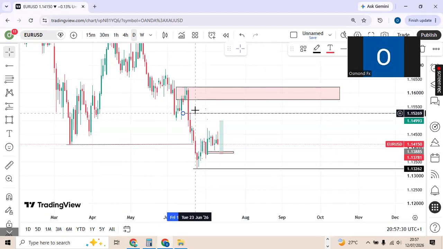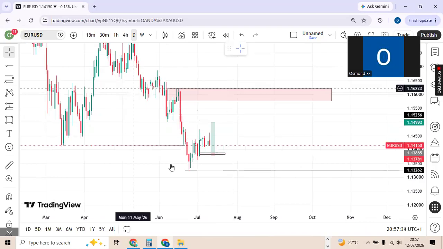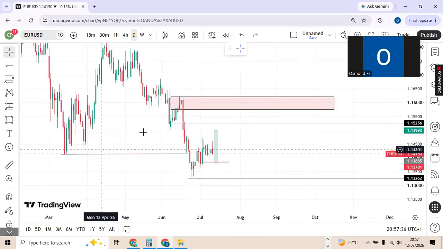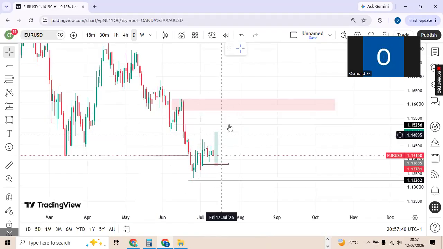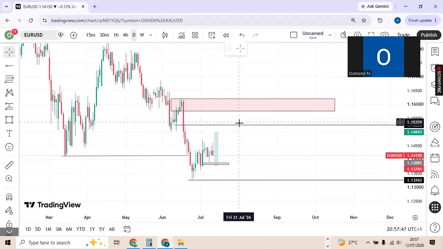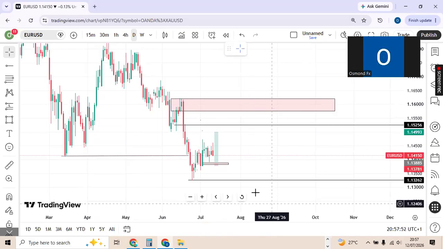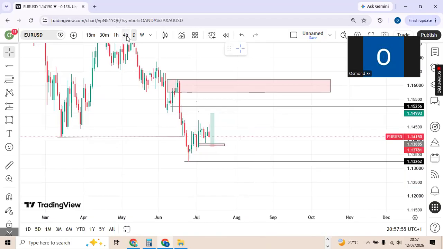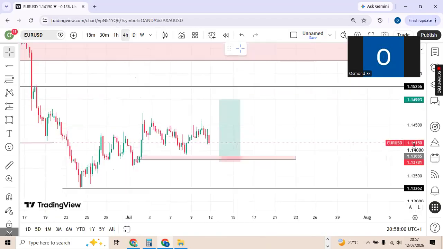So for the market to sell, even though the overall picture is suggesting that we are in a downtrend, we should expect a buy to this particular liquidity area or this supply zone that is above here before dropping massively to the lower side. So going to the 4-hour time frame, let's see what happened.